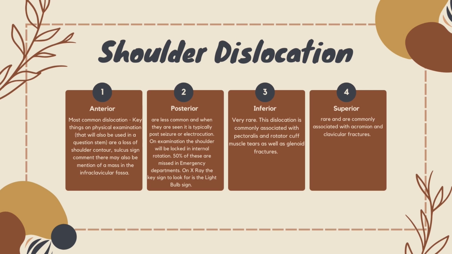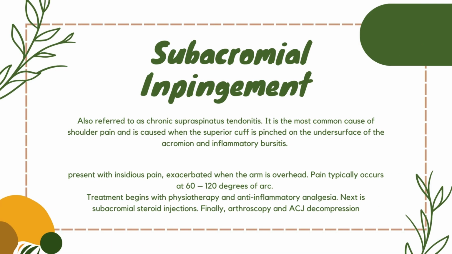Next to discuss is subacromial impingement, also referred to as chronic supraspinatus tendinitis. It is the most common cause of shoulder pain, and is caused when the superior cuff is pinched on the undersurface of the acromion and inflammatory bursitis. Patients will present with insidious pain, exacerbated when the arm is overhead. Pain typically occurs at 60 to 120 degrees of arc.